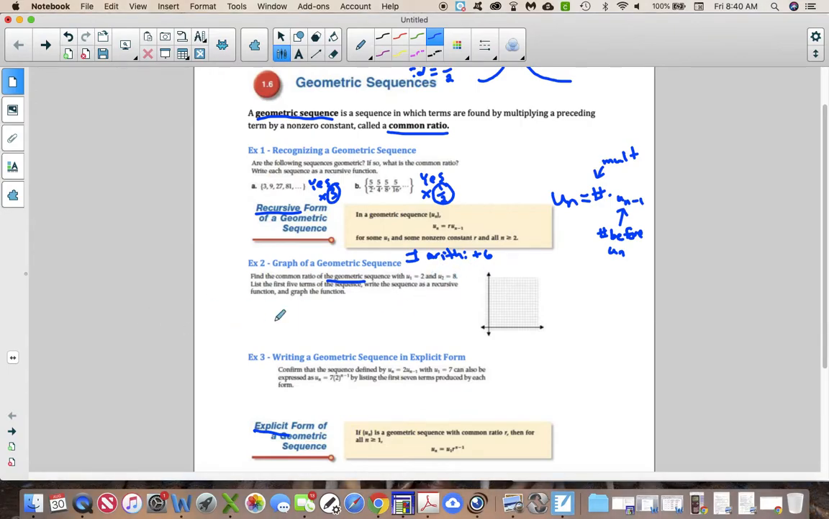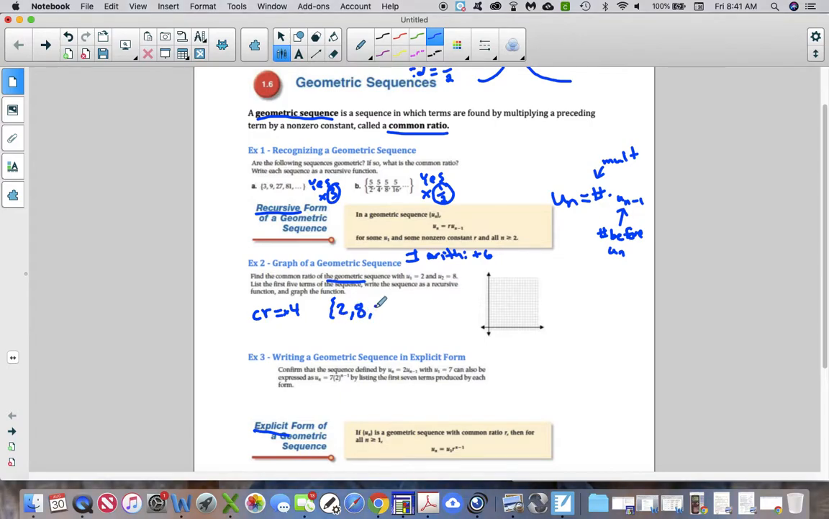I'm going to put my common ratio as CR, because we had R in the last section. That was a completely different R. Common ratio is 4. You're multiplying by 4. Okay, so list the first 5 terms of the sequence. So U1 was 2. I'm going to do my curly brackets. U1 was 2. U2 is 8.